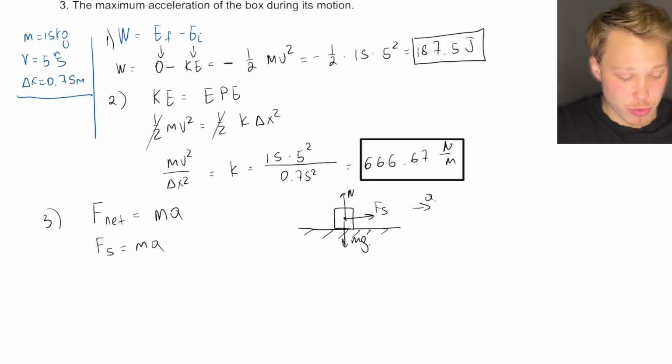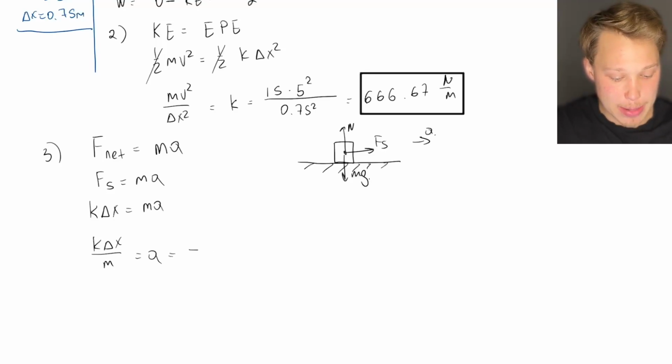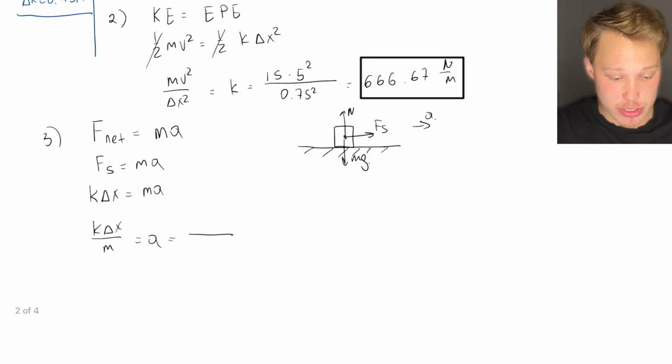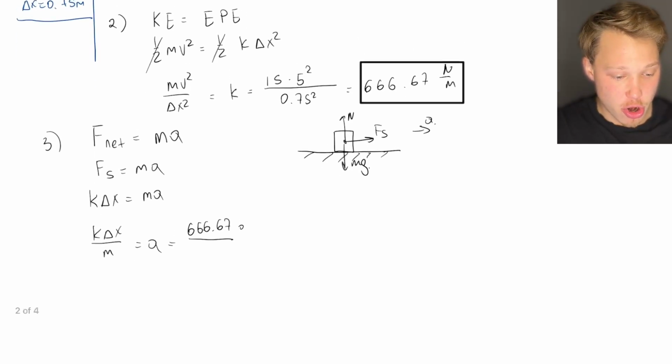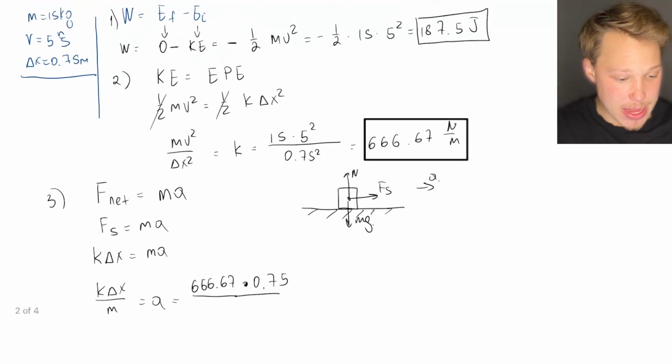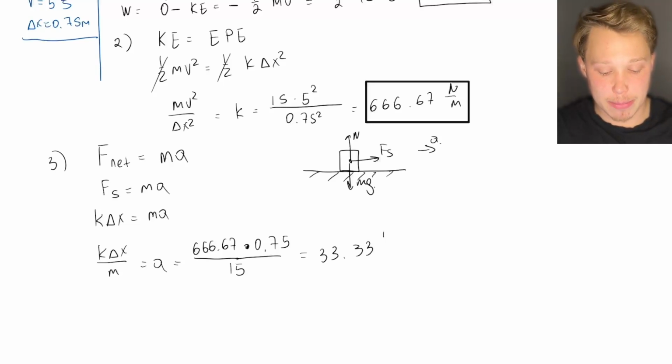The formula for the spring force is k delta x. So we can rearrange this for acceleration and plug in for k, delta x, and m respectively. So our k was 666.67 from the previous part. Our delta x is 0.75. And our mass is 15. So the final answer for acceleration will be 33.33 meters per second squared.